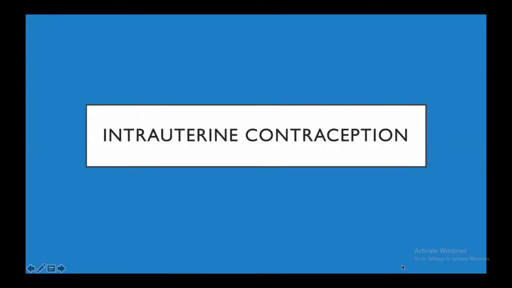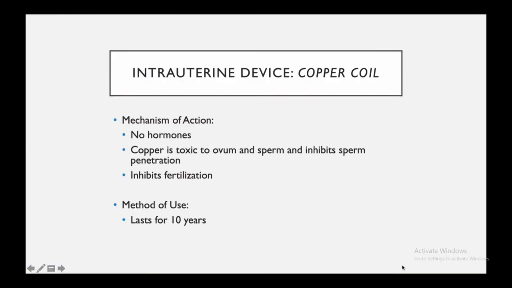The next mechanism I want to speak about is the intrauterine contraception. So intrauterine contraception includes IUDs and IUSs. IUD is an intrauterine device, which is also known as the copper coil. In terms of the copper coil, the mechanism of action, obviously, it has no hormones. Copper acts as a toxin to the ovum and the sperm and inhibits the sperm from penetrating the cervix. And it inhibits fertilization. So the method of use is that it lasts for 10 years.